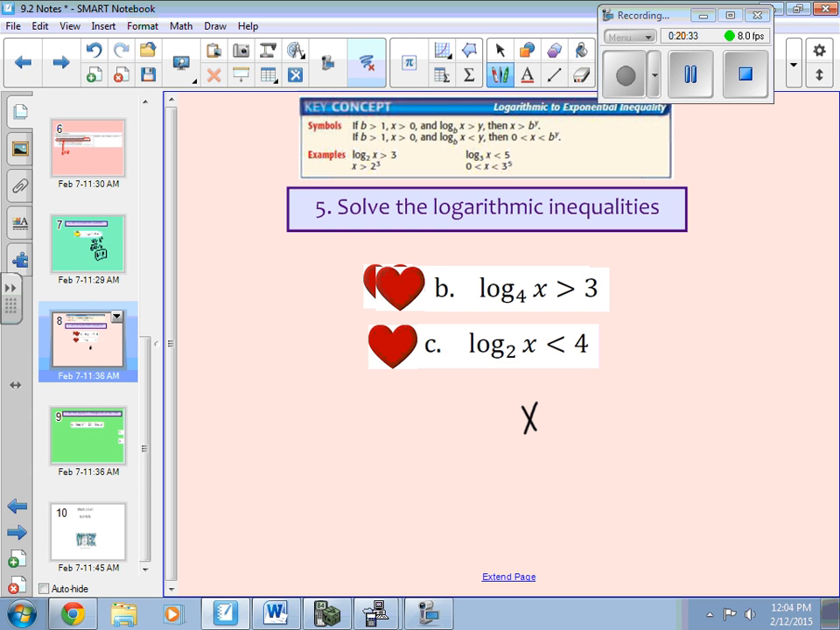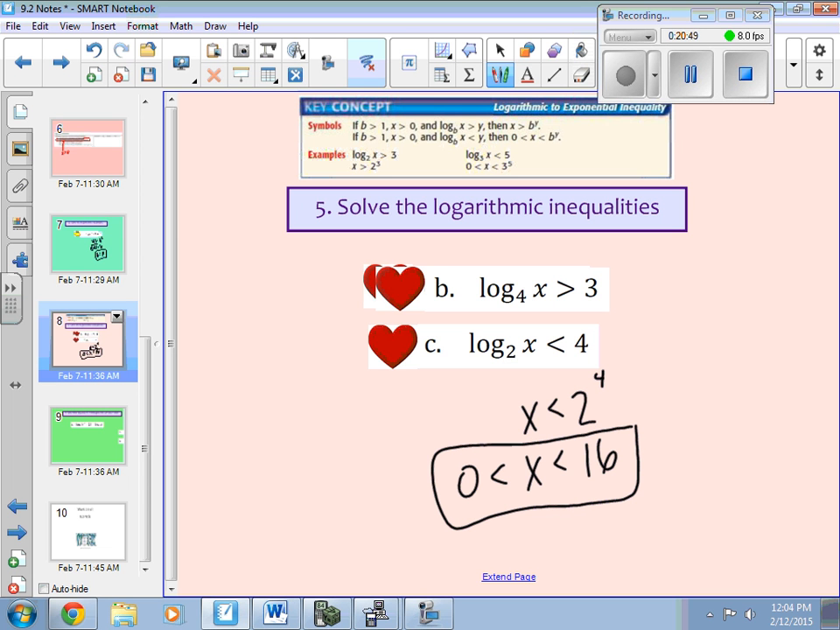On this one, if you change the exponential form, 2 is the base, 4 becomes the power, 2 to the 4th power is 16. Will all the numbers less than 16 work for x? Nope. Remember, we need to stay greater than 0. So these ones with inequalities are pretty similar to the ones with equal signs. The only thing you need to do is if it happens to be less than, you need to add on that it needs to stay bigger than 0.